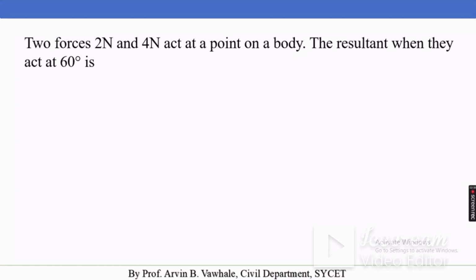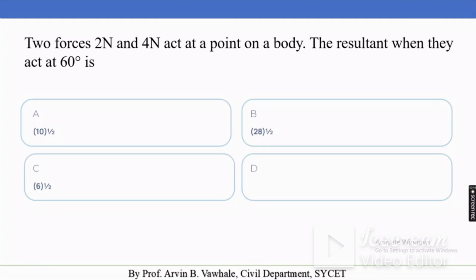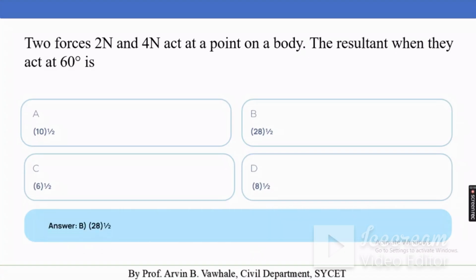6. Two forces, 2 and 4, act at a point on a body. The resultant when they act at 60 degrees is A, 10 raised to half. B, 28 raised to half. C, 6 raised to half. D, 8 raised to half. Using the formula, R is equal to under root F1 squared plus F2 squared plus 2 F1 F2 cos theta, equal to under root 2 squared plus 4 squared plus 2 times 2 times 4 times cos 60 degrees, equal to under root 4 plus 16 plus 8, equal to under root 28, that is 28 raised to half. The answer is option B, 28 raised to half.